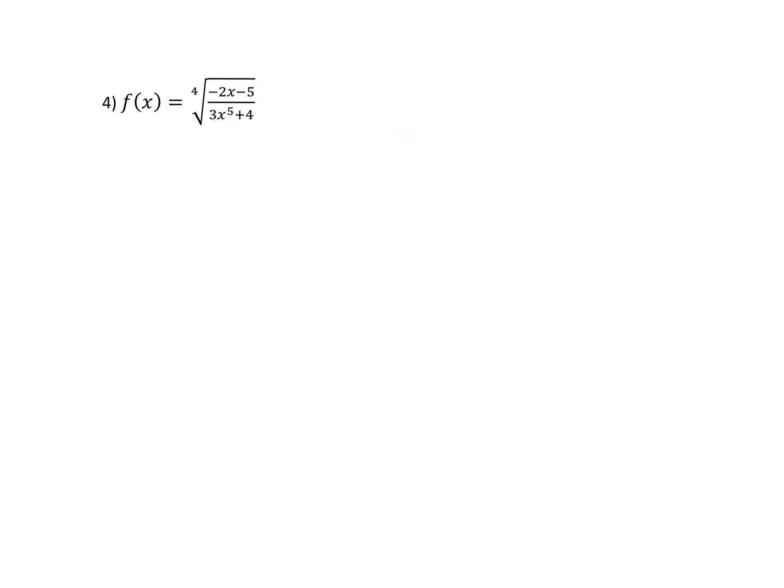All right, let's look at this last problem. This one's actually going to be very tricky. We obviously see a radical. It's a fourth root. So before we can do anything, we probably should rewrite this as -2x minus 5 over 3x to the fifth plus 4 to the 1/4 power. Remember, anything under a fourth root, all of it, is being raised to the 1/4 power instead.